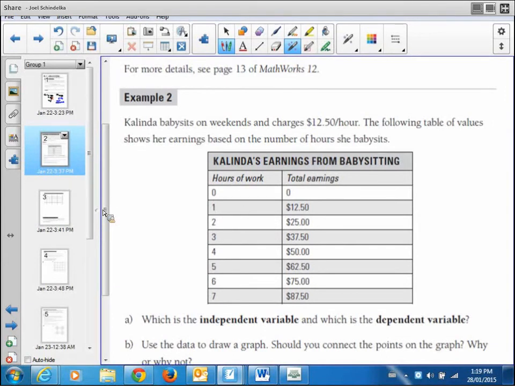Hours worked and total earnings. You know how we usually use X's and Y's? You don't have to. You could use H and E for earnings, or T for total, or something like that. But anyways, this is like an XY list.